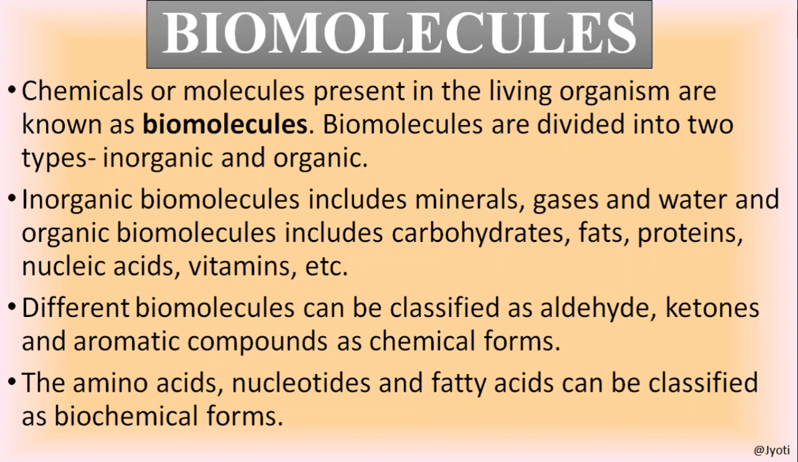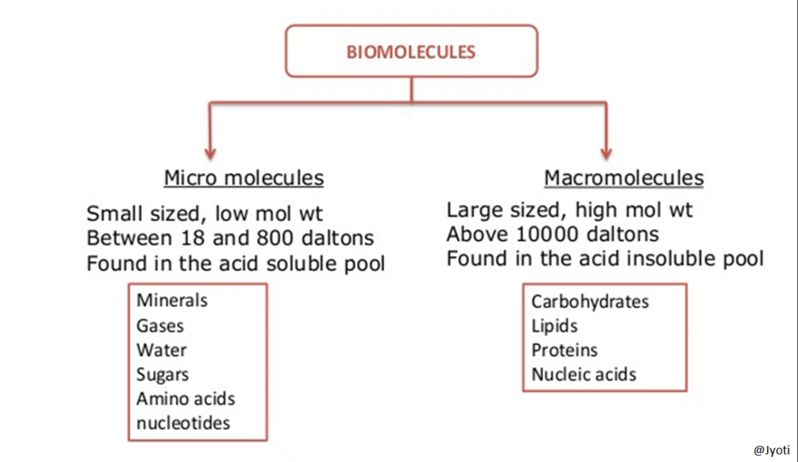So, both are biomolecules. The inorganic biomolecule includes the minerals, gases, water, and the organic molecule includes carbohydrate, fat, protein, nucleic acid, vitamins, etc. And the different biomolecules, I'm talking about the organic biomolecules, can be classified as aldehyde, ketones, aromatic compounds as the chemical forms. Okay. And what are the biochemical forms? The biochemical forms are amino acids, nucleotides, fatty acids. So here let us see the classification of biomolecules. This classification is very, very important, children.